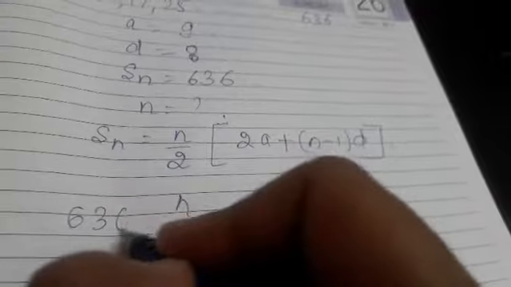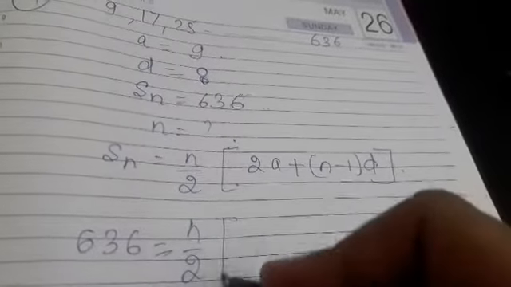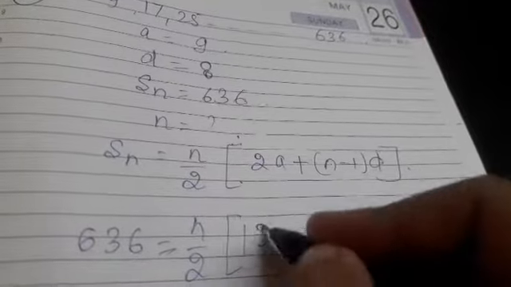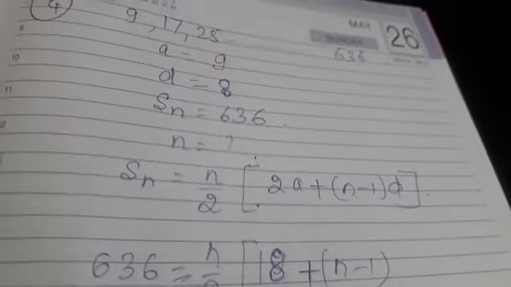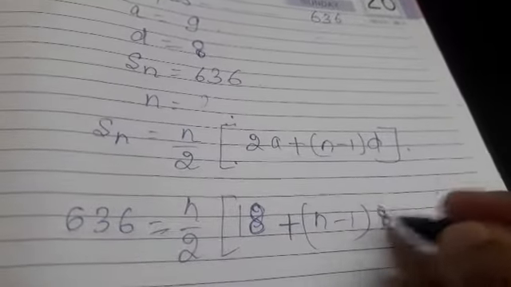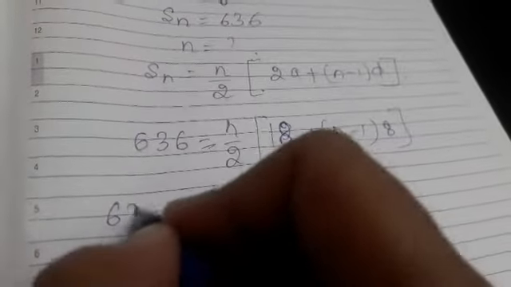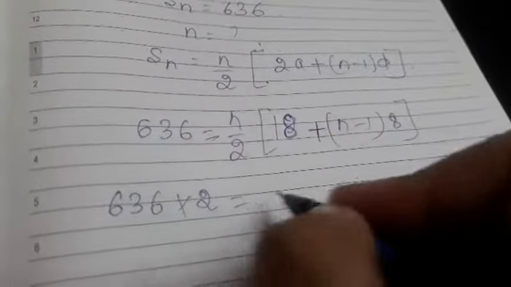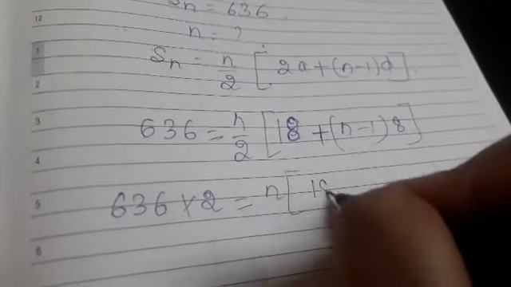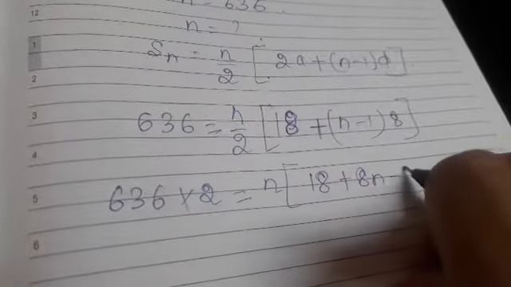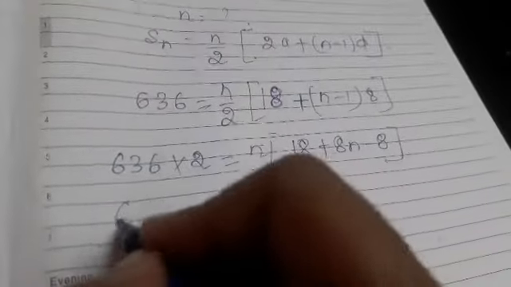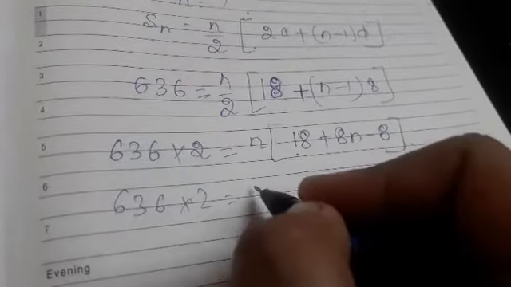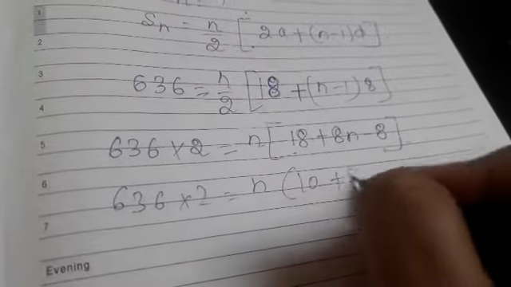Right? Now n by 2, this is 636, is equal to 2a. That is 2 into a, that is directly I will write 18 plus n minus 1 into d. What is d? 8. Okay. Now 636 into 2 is equal to n bracket 18 plus 8n minus 8. 18 minus 8 is 10. 636 into 2 is equal to n into 10 plus 8n.